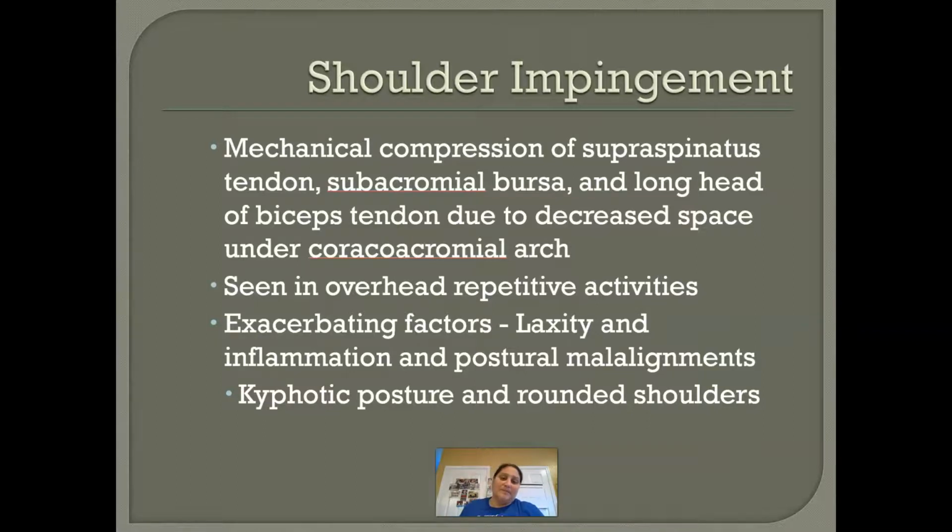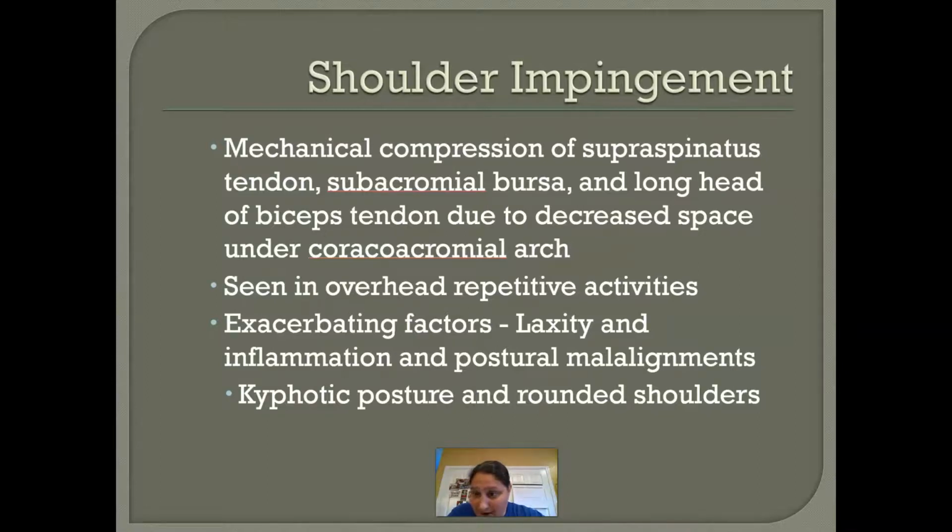Any of these. Some exacerbating factors are if there's laxity or inflammation, or if the shoulder's not aligned properly anyways. Also, it's good to know what type of posture they have, if they're kyphotic, kind of like that hunchback, and rounded shoulders, which, unfortunately, today's generation is having more and more problems with because we're so used to being on our cell phones and media and getting what's called text neck. Okay. So that's going to wrap it up.